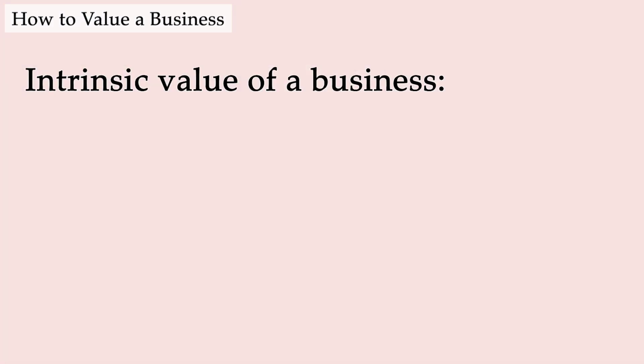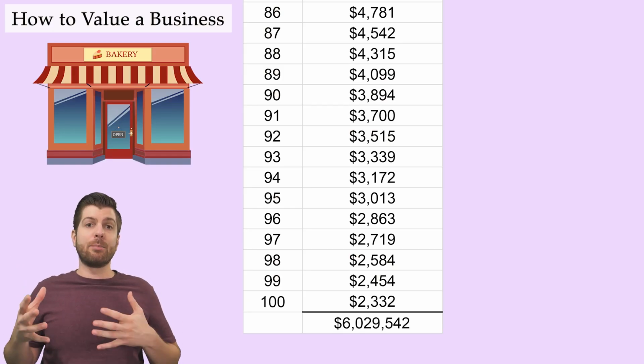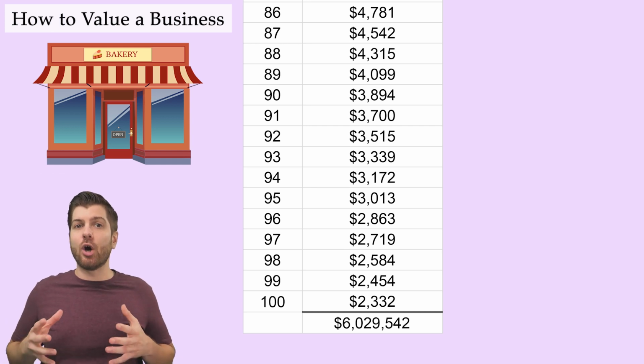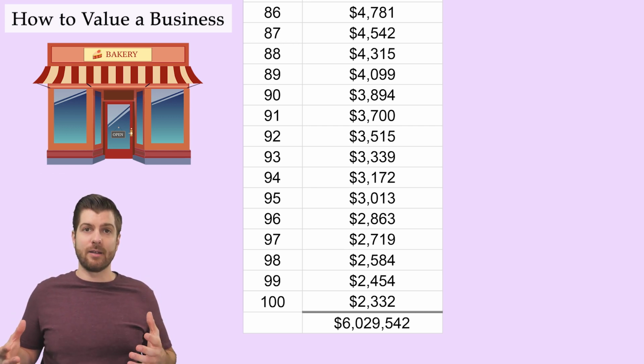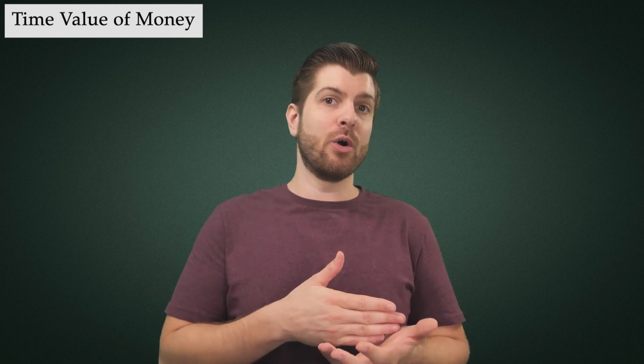Remember, we said that the intrinsic value of a business is equal to the sum of the present value of the future cash flows. Now, the reason that we care about the present value of these future cash flows is because of something called the time value of money. Do you remember earlier in this video when we were talking about the Japanese stock market and I said that $1 million 31 years ago could buy a lot more than $1 million can today? You remember that, right? Well, the reason for that is because of the time value of money.